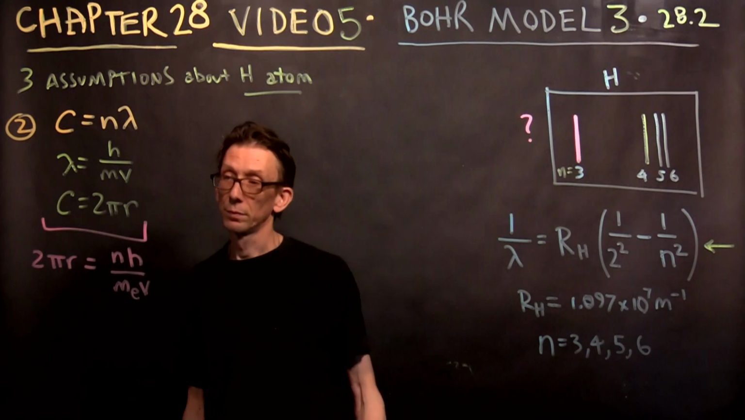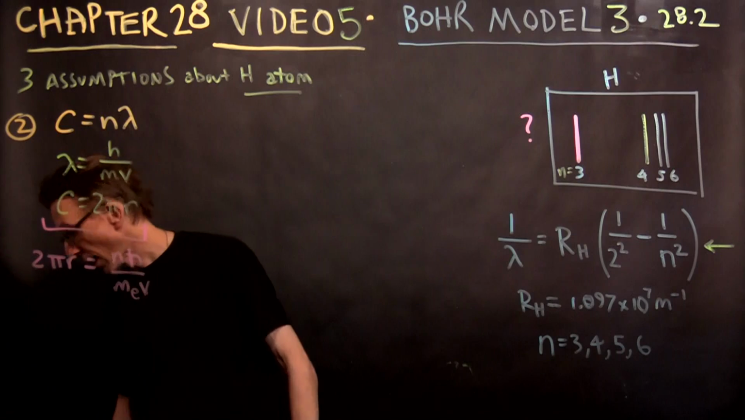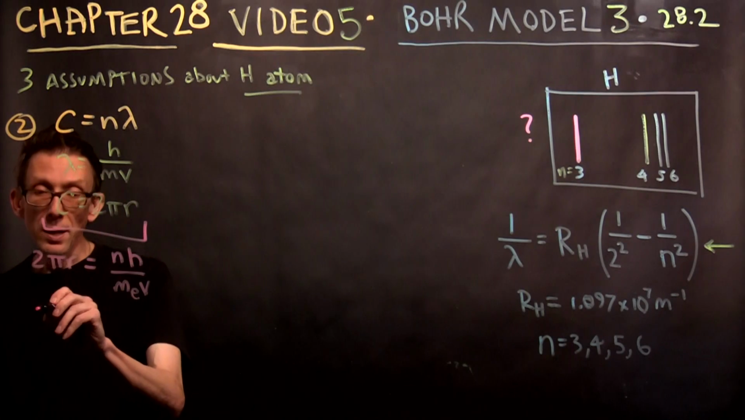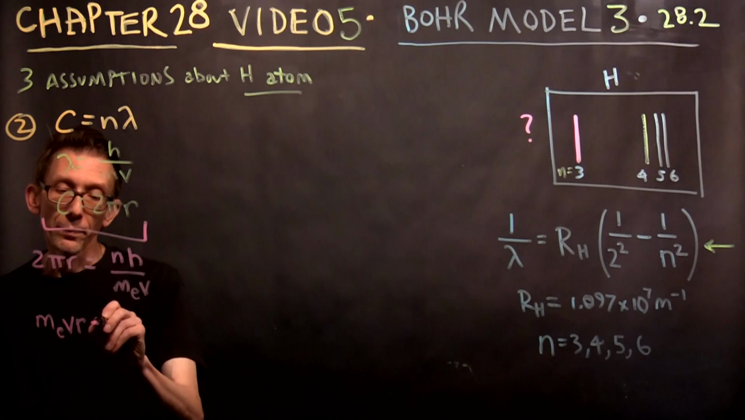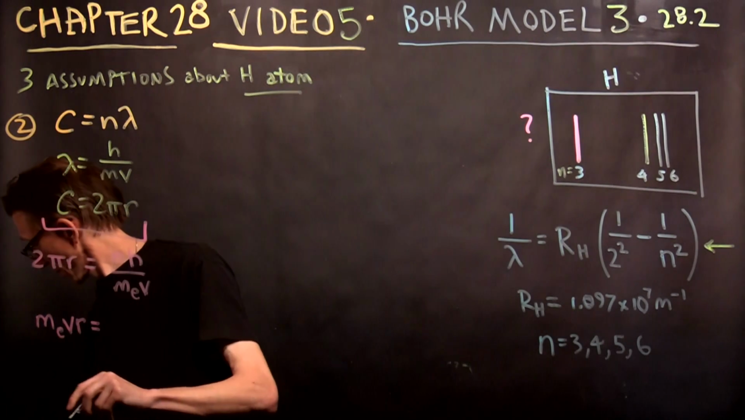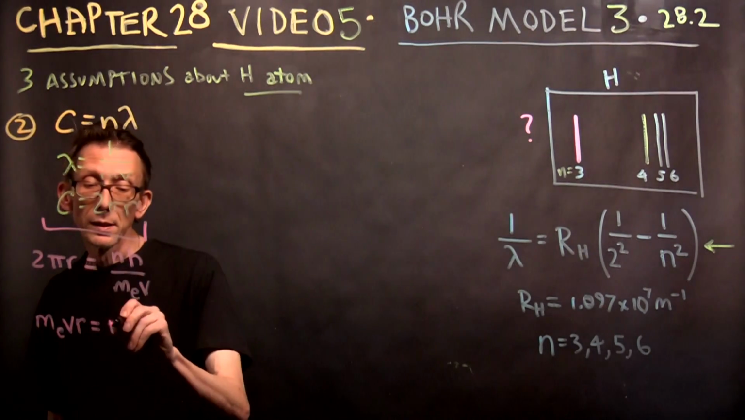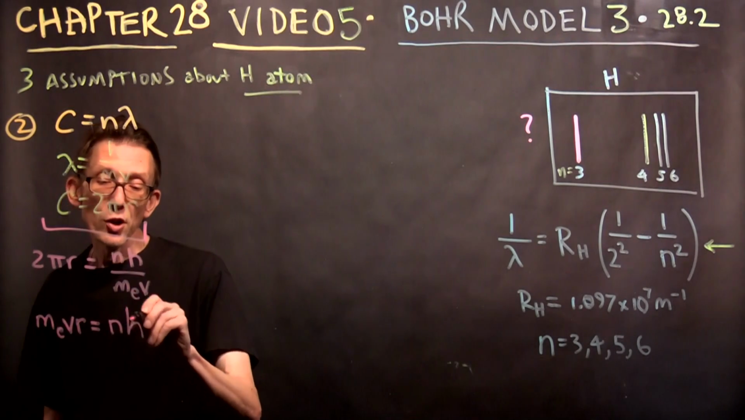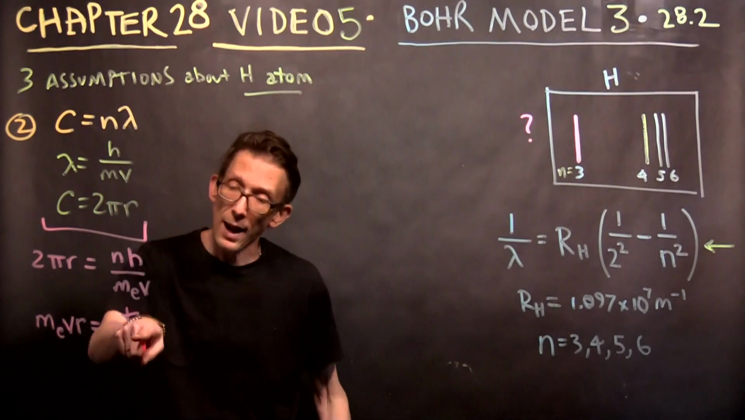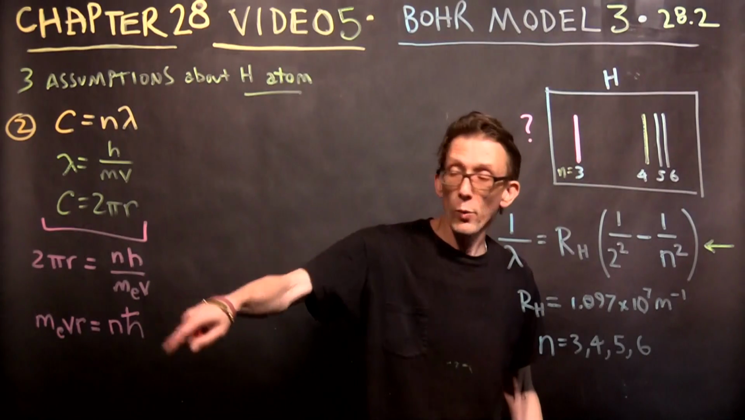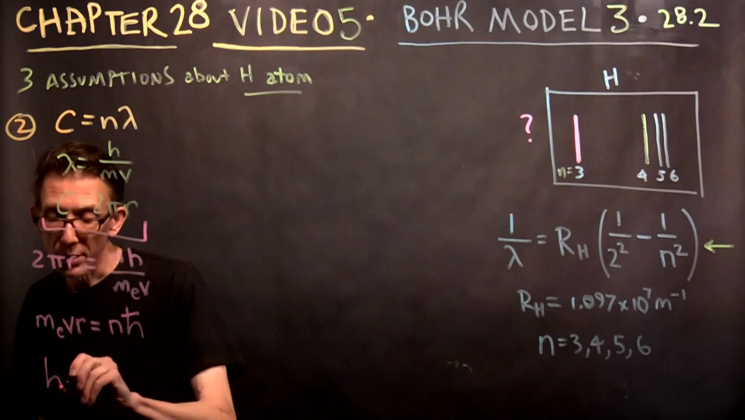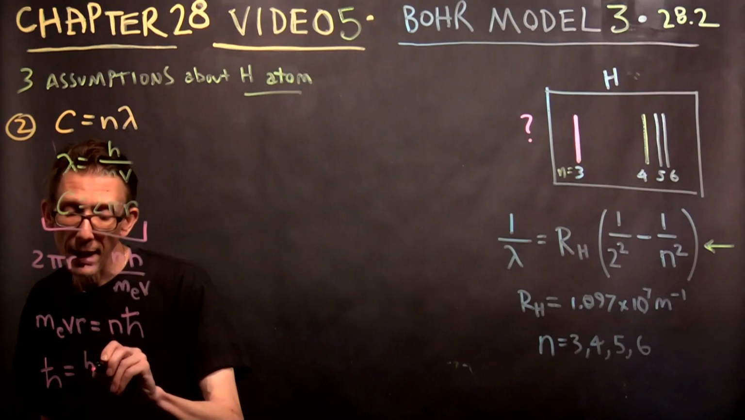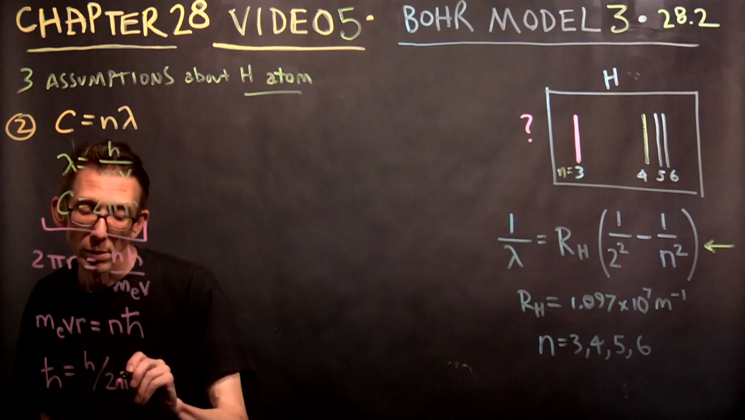Okay. And this can be rearranged to be written m_e v r equals n times h with a bar across. Look at that. H with a bar across it. What does that mean? Do not worry. H with a bar across it is simply a short way of writing h over 2 pi.